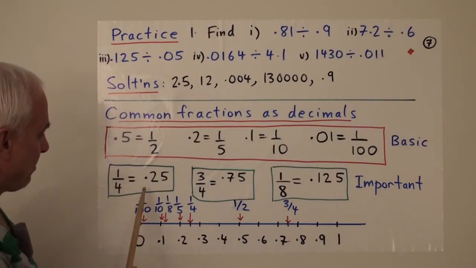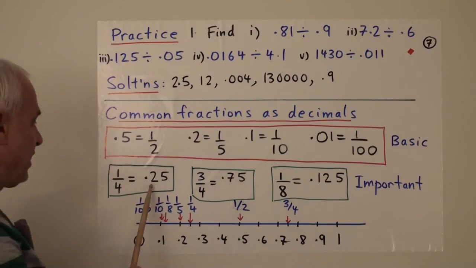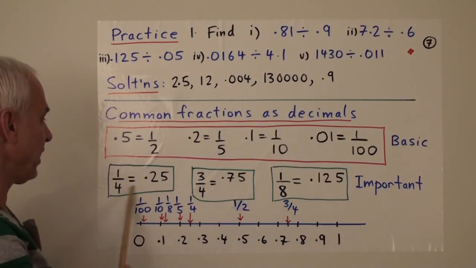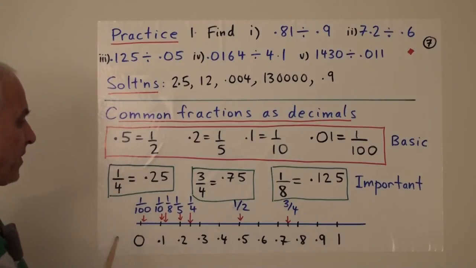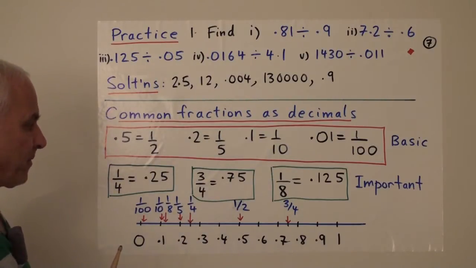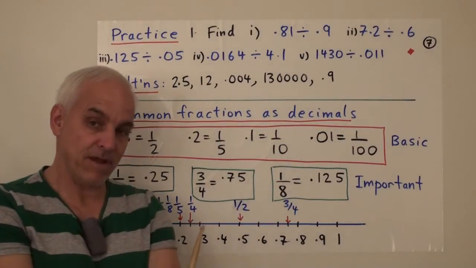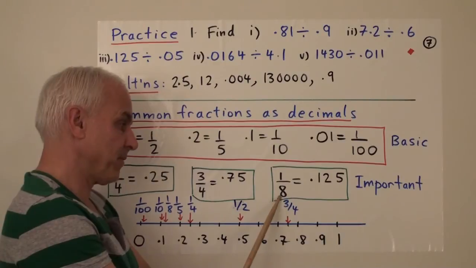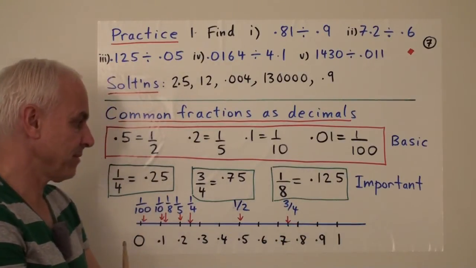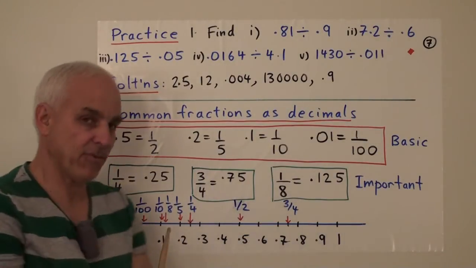Here are some slightly more complicated ones that are also useful. These two are especially important. 1/4 is 0.25. 3/4 is 0.75. And another useful fraction to know the decimal of is 1/8. 1/8 is 0.125. All right, so please memorize these two, and if you remember this one, it's probably good.